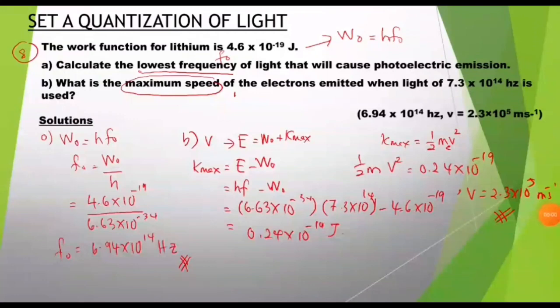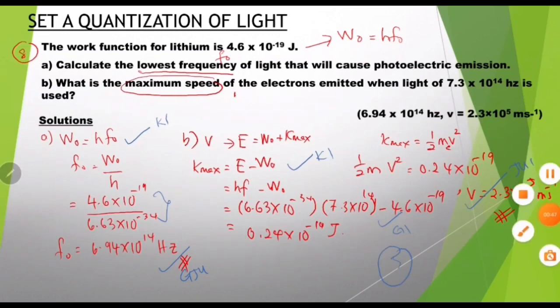Okay, if we look at the marking scheme, where are the marks? First we have a mark here, for concept, K1. Then we have G1 for this substitution. Then there is the answer with unit, a mark. Then we have the concept here, K1, here we have G1, and lastly, a mark for the answer. So in total we have 1, 2, 3, 4, 5 marks.